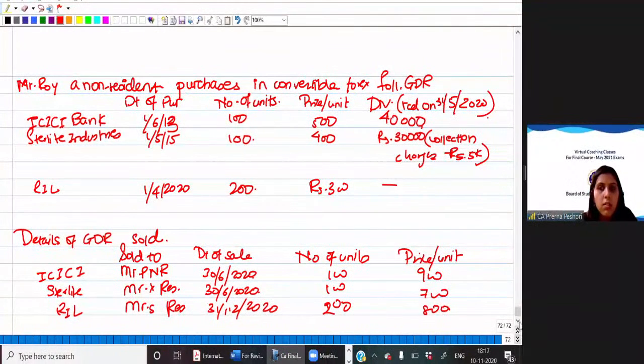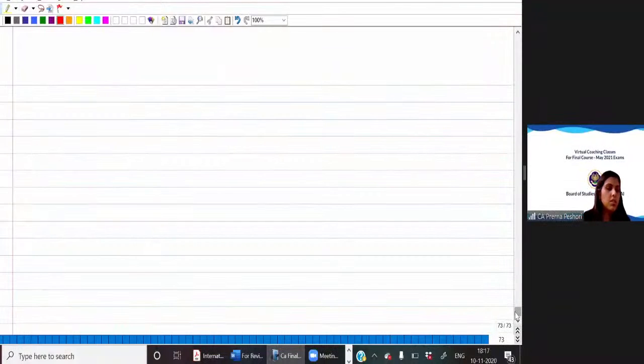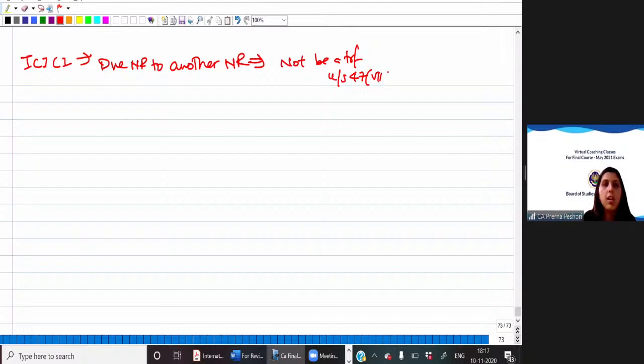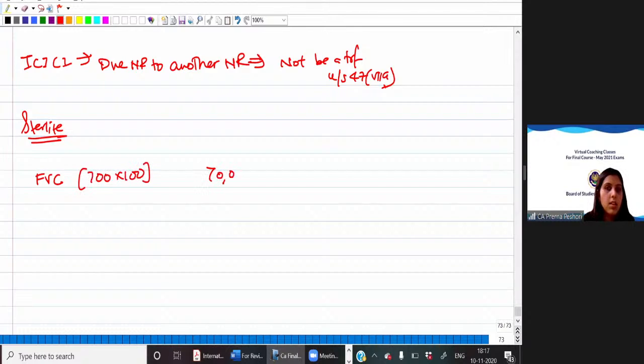Okay, so let's solve it together. So first, ICICI, it is from one non-resident to another non-resident, right? So in that case, this will not be a transfer under section 47(7)(a), right? For Sterlite, it is transferred to resident. So what will be the full value of consideration? How many shares are sold of Sterlite? 100. So 700 into 100, 70,000, right? Less cost of acquisition was how much? 400. So 400 into 100, 40,000, right?